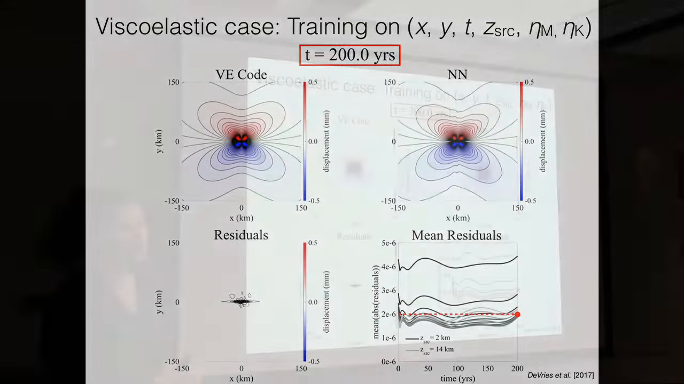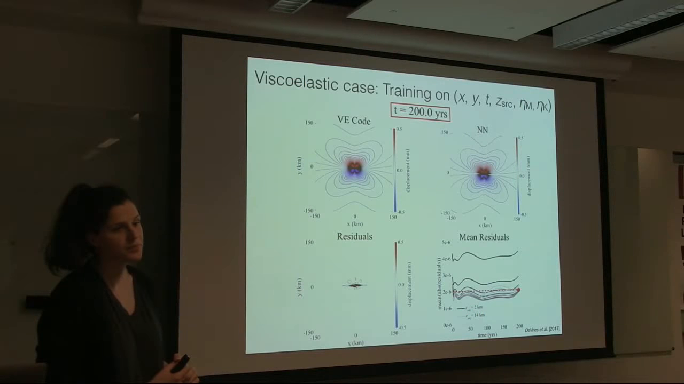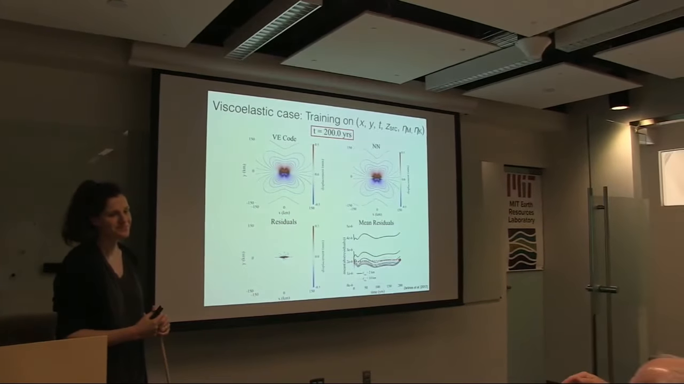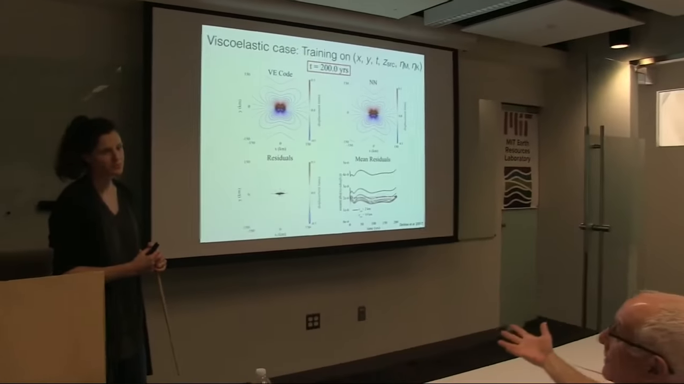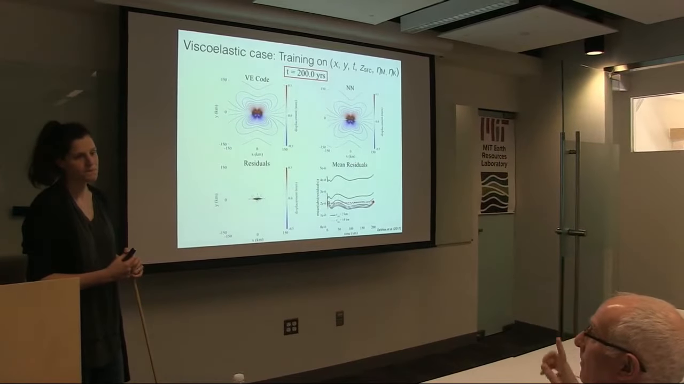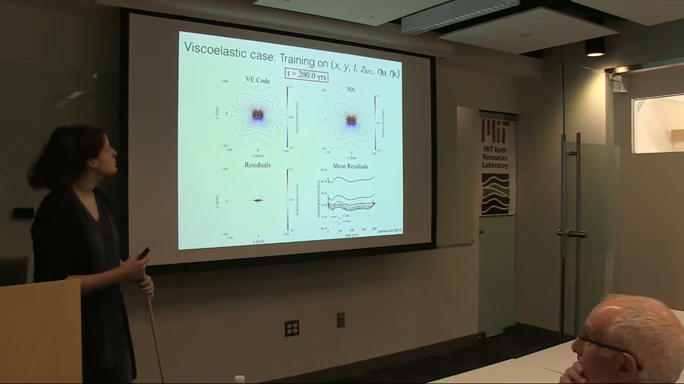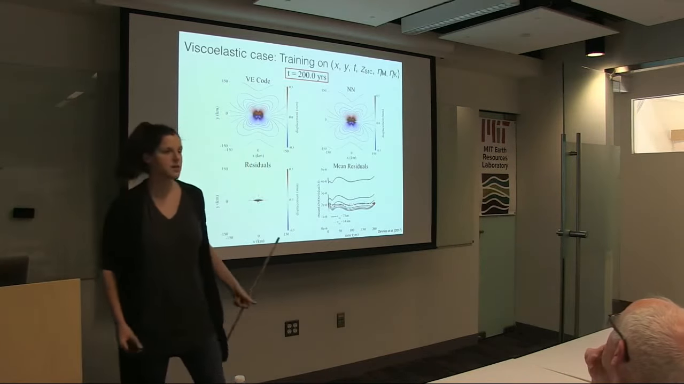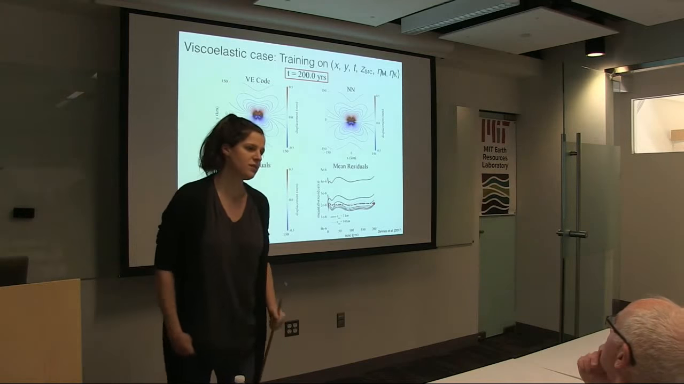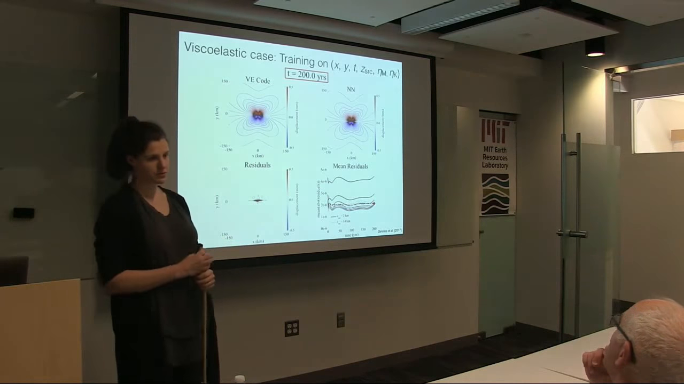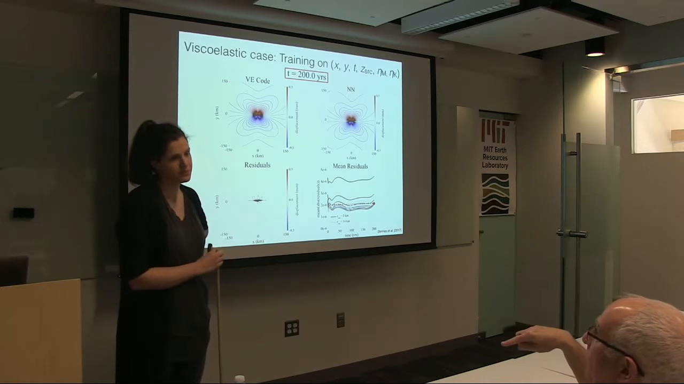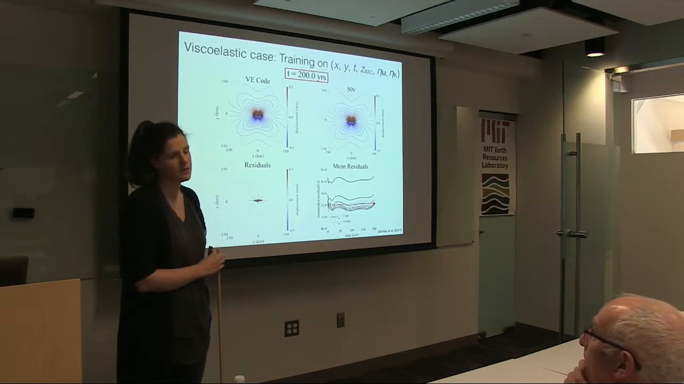I'm still confused. The input is just a location, and then the output is the displacement? Yeah. So the elastic model is fixed, and all this is for one Earth model? Well, no, this is for a viscoelastic model, and we've trained over viscosities of the lower crust and upper mantle. So we can feed in those two parameters. So you have a two-parameter model plus the coordinates of the output. Yep, and the time and the depth of the source.